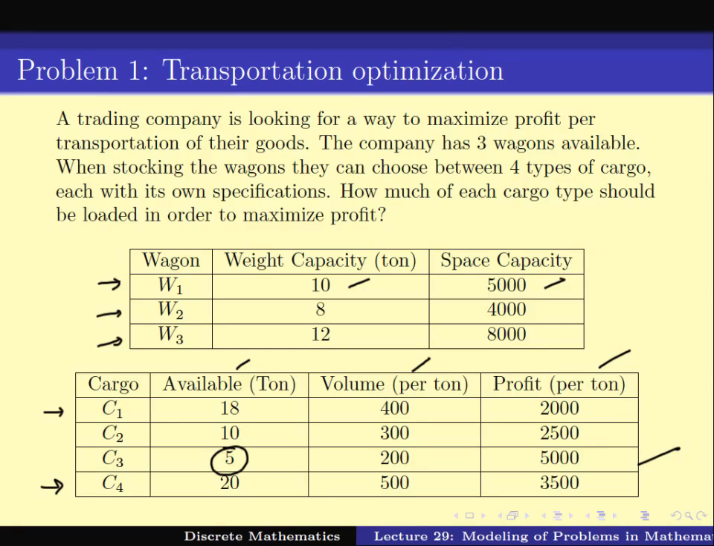Although C4 will get more profit per ton, C4 also takes up a lot more volume. Whereas for C2 I have slightly less amount of profit, but I can pack more objects in it, in the ship or in the wagon. Right? So this is a typical problem that is faced all the time in the wagon industry.